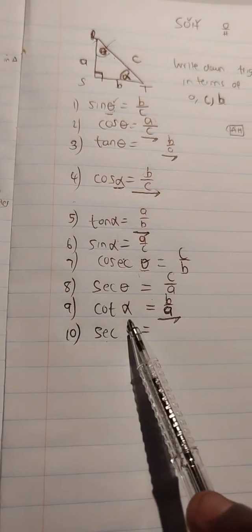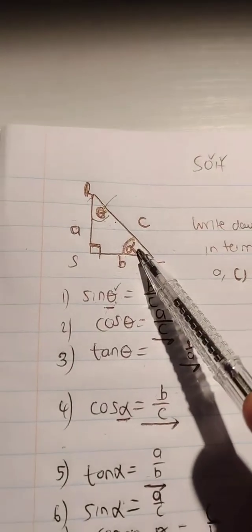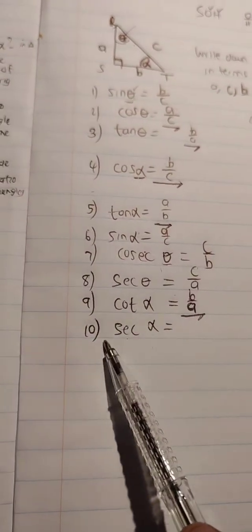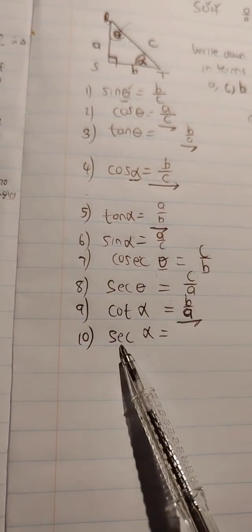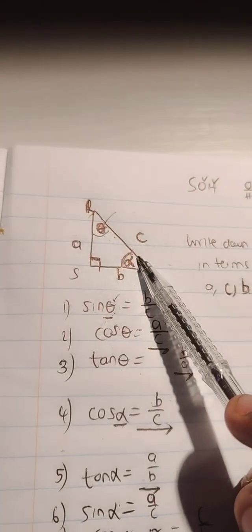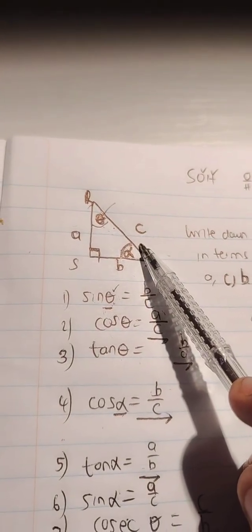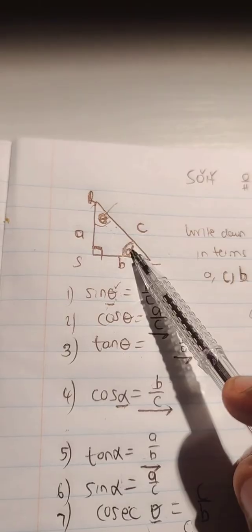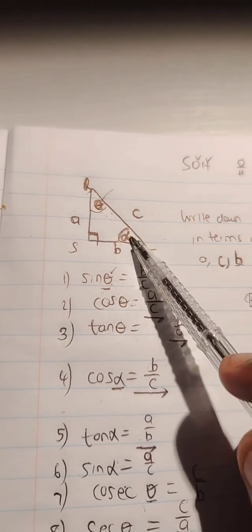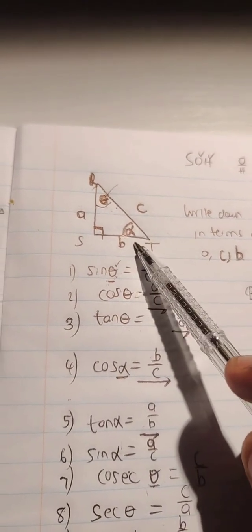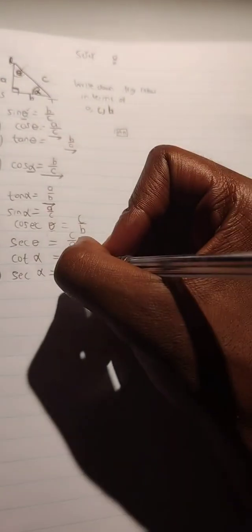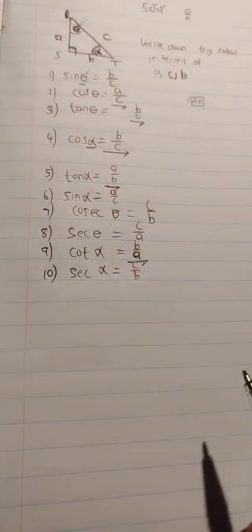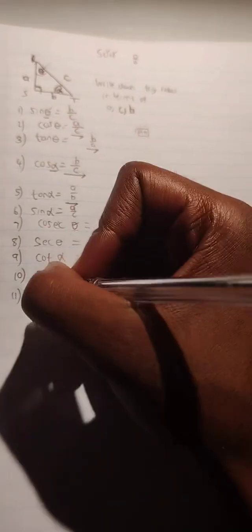Sec of alpha. Where is alpha? There is alpha. What is the definition of sec? Sec is hypotenuse over adjacent. In relation to this angle, which one is the hypotenuse? It is C. In relation to this angle, which one is the adjacent? It is B. So yes, you guys are 100%. It's C over B. Very good, Mr. Loneheart.